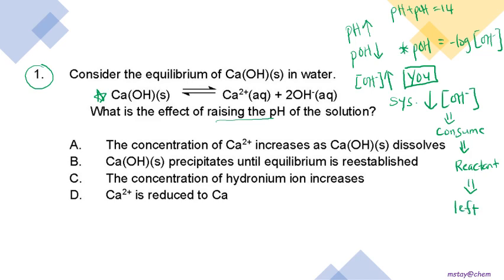So when we choose among options A, B, C, D, you will notice that option B states that calcium hydroxide precipitates until equilibrium is re-established. This means calcium hydroxide precipitates, which refers to the solid on the left side. So the answer for question 1 is option B.